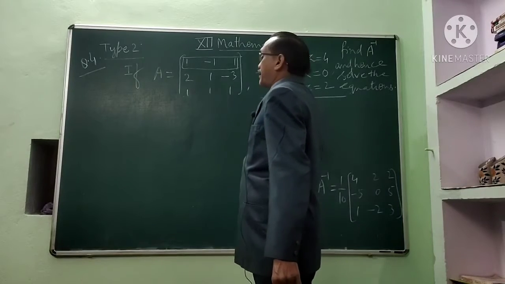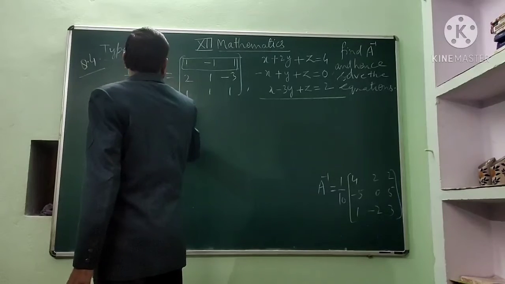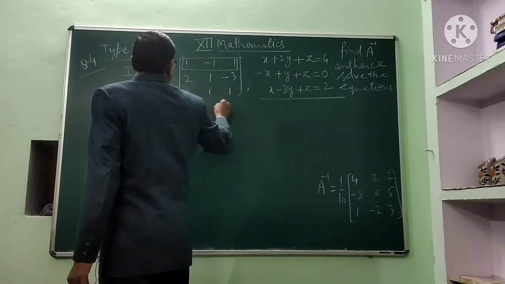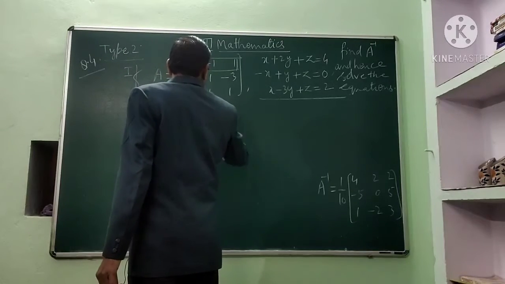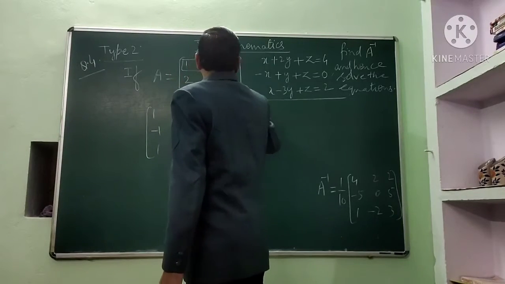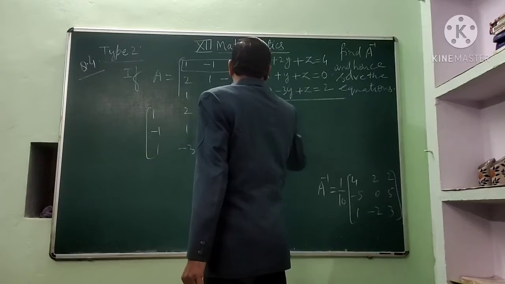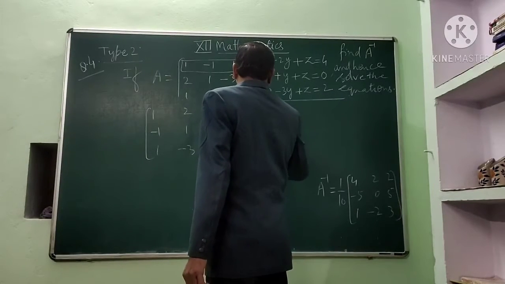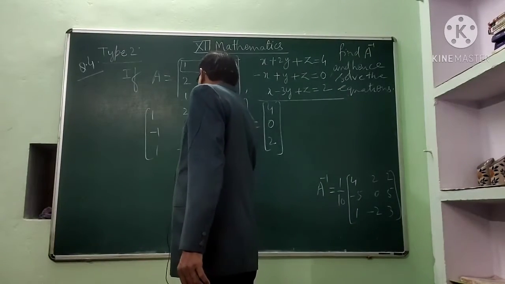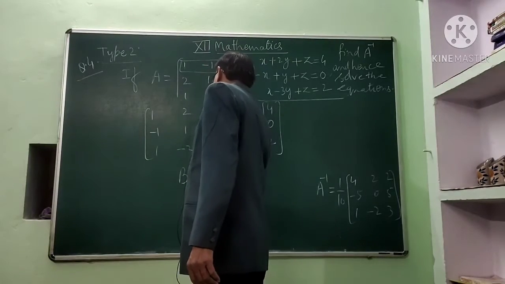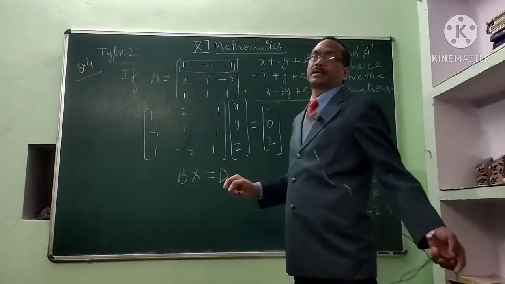Student, now we will convert these equations into matrix form. So it is [1, 2, 1; -1, 1, 1; 1, -3, 1] times [x, y, z] equal to [4, 0, 2]. Let this be matrix B, this is X, and this we can suppose as the D matrix.